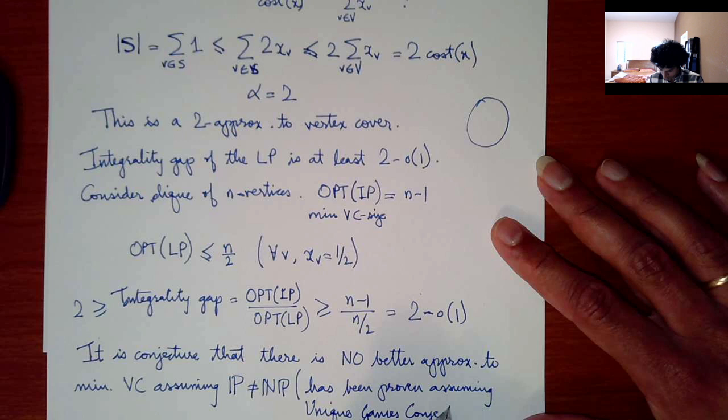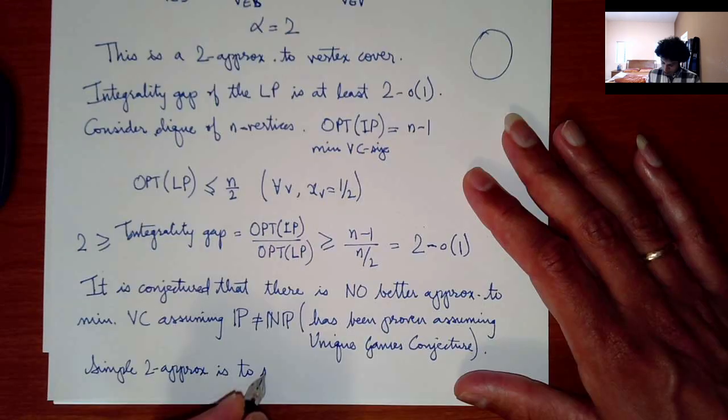Indeed, there's an even simpler two-approximation algorithm, which I'll put as an exercise. A very simple two-approximation that doesn't use LPs is to simply take any maximal matching.